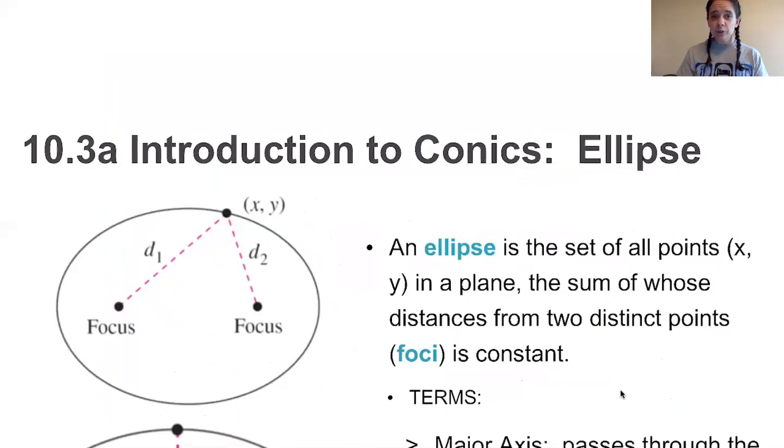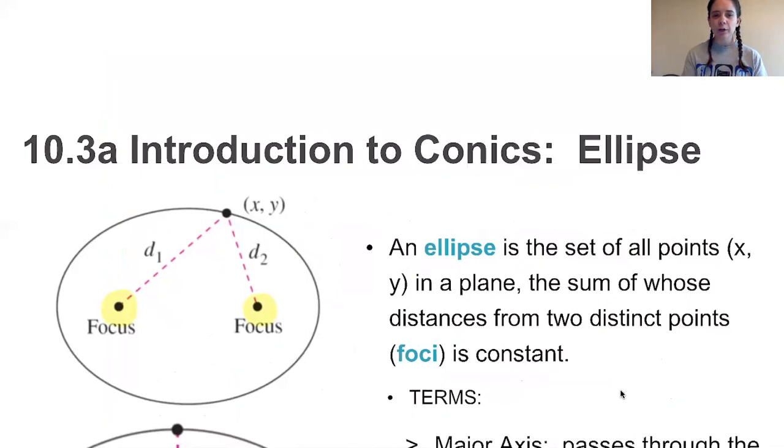So an ellipse is defined to be the set of all points in a plane whose sum, the sum of the distances from two distinct points is constant. Okay, now I know you're going to write that down.